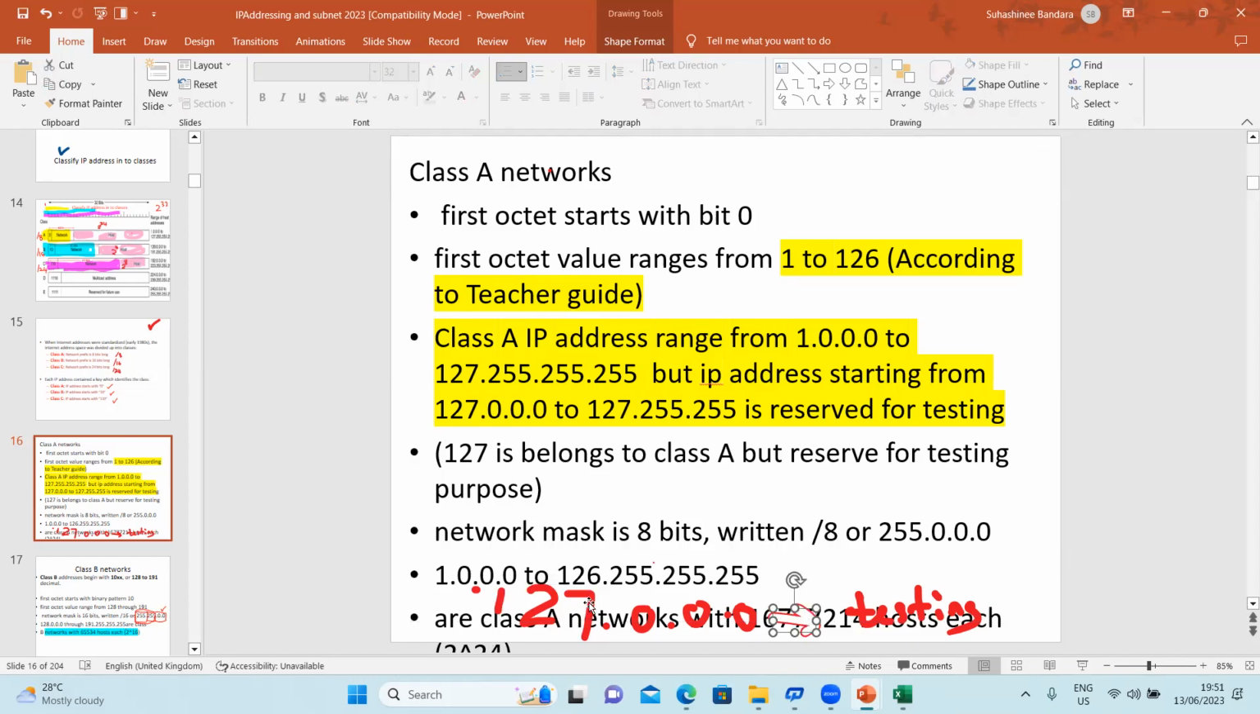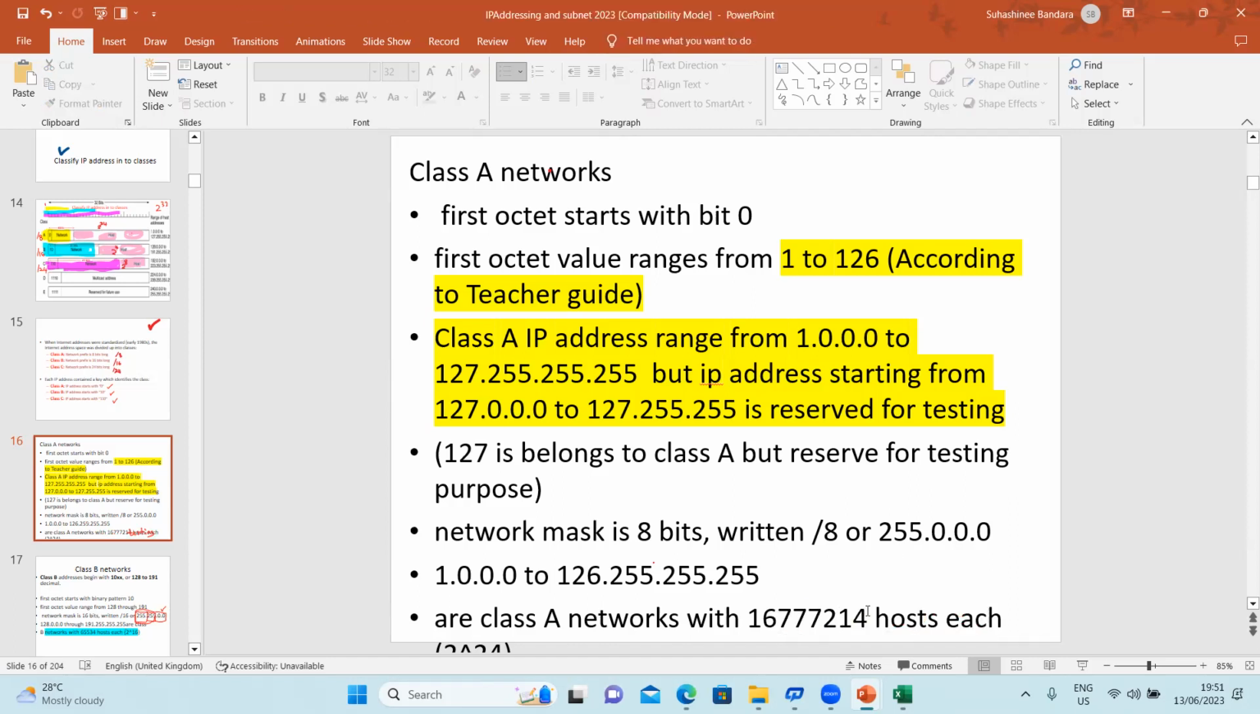But when you check other websites, you can understand it is available for class A. Machines are assigned up to 126.255.255.255. Okay. So now copy down the entire slide.